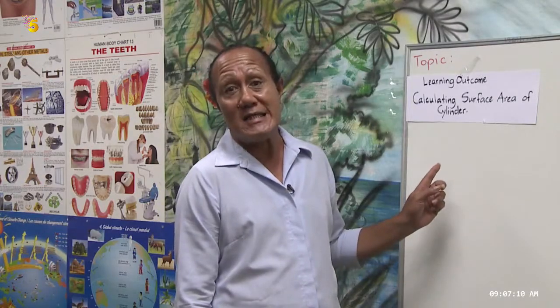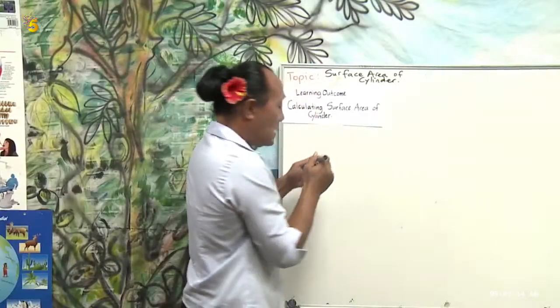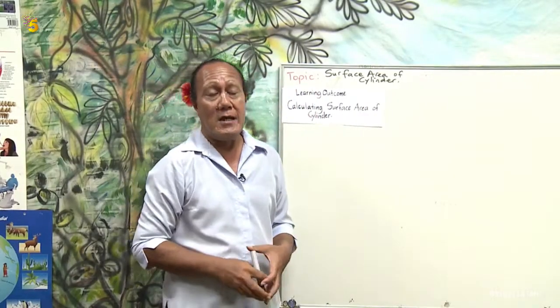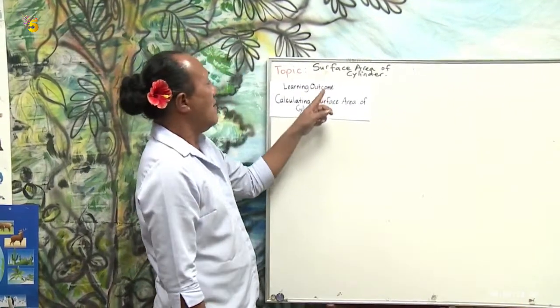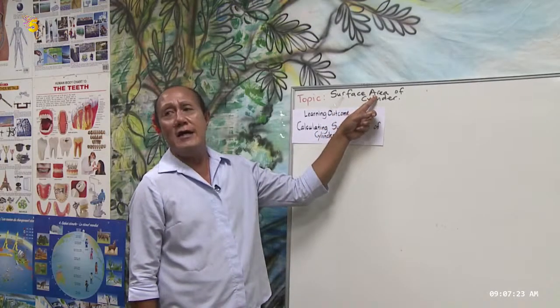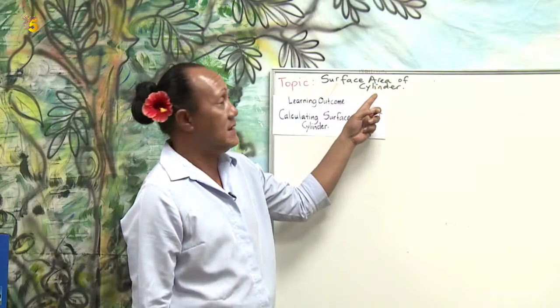Today our lesson is for Year 8, and it's maths for Year 8. Our topic is surface area of cylinder. Right, the key words here are surface area and cylinder. We're going to define these words first.